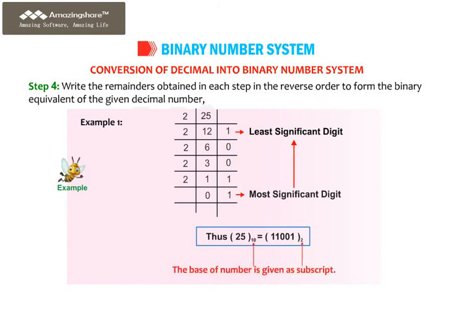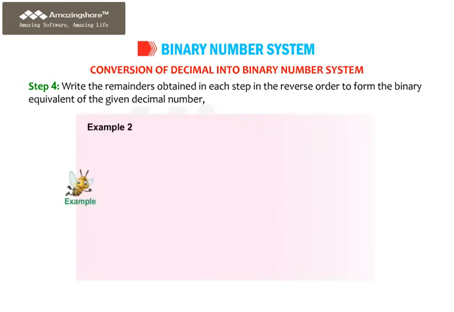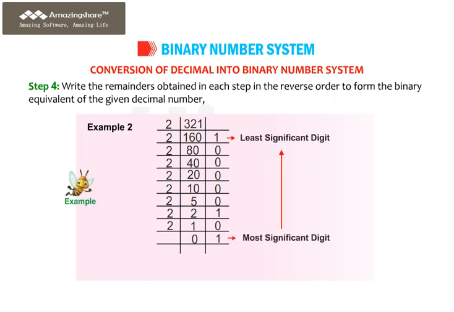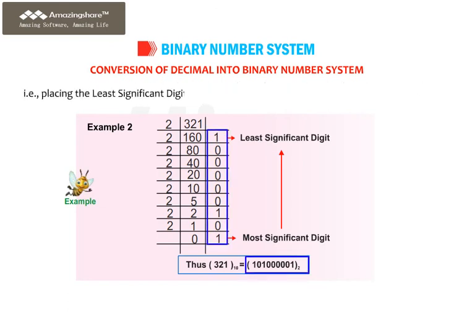The base of number is given as subscript. Example 2. Least significant digit. Most significant digit. Thus, 321 base 10 equals 101000001 base 2. That is, placing the least significant digit at the top and the most significant digit at the bottom. Observe that the remainders obtained in each step are written in the reverse order.